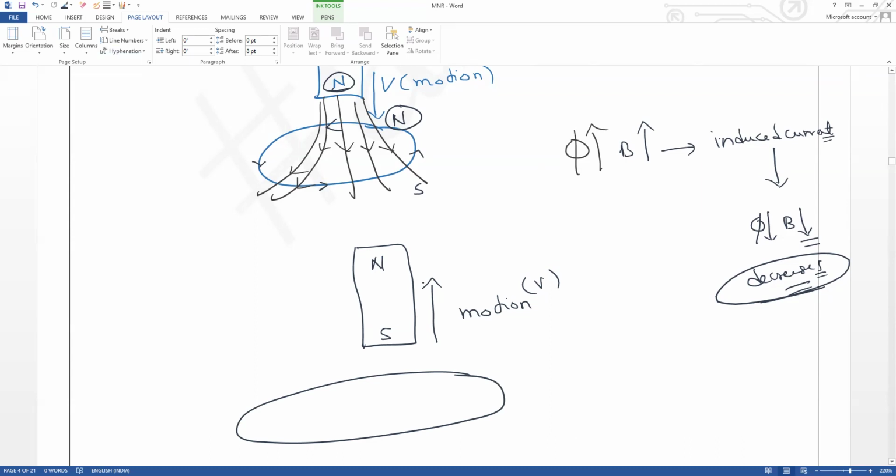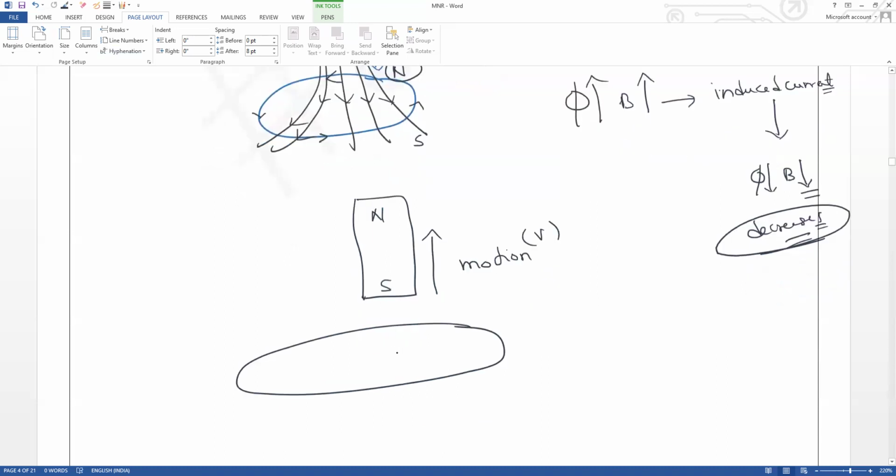If it is going away, the south pole here, does the magnetic field decrease or increase? It is going away. So the magnetic flux is going to decrease. Will you all agree with me? Flux decreases, then B is also going to decrease. Then what is going to happen? Current is going to be induced.